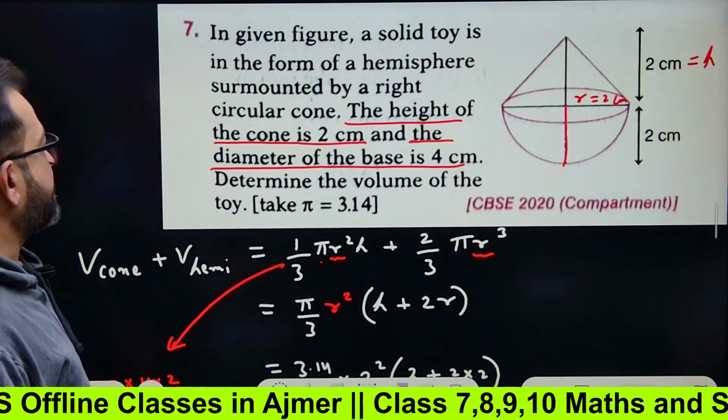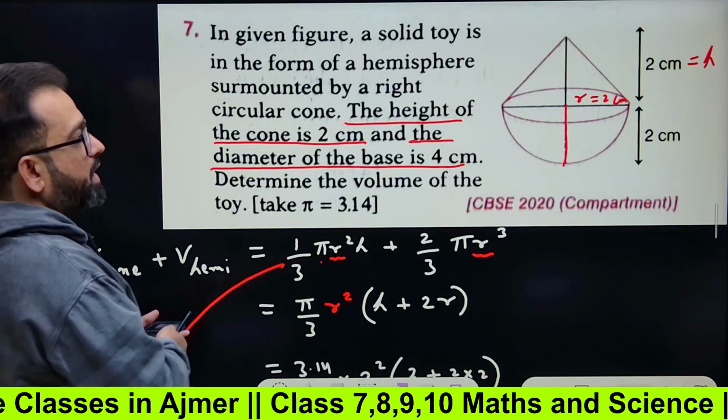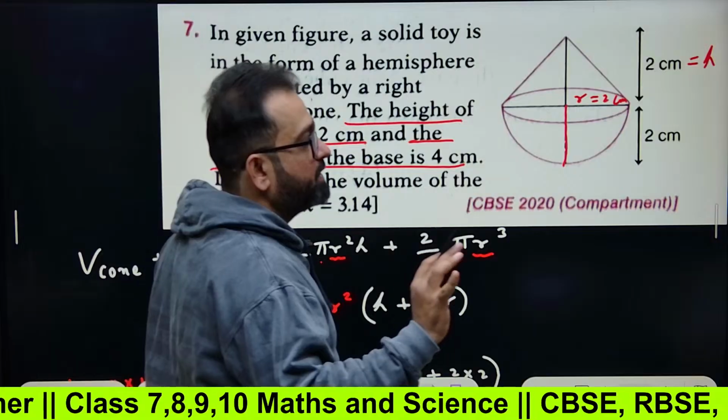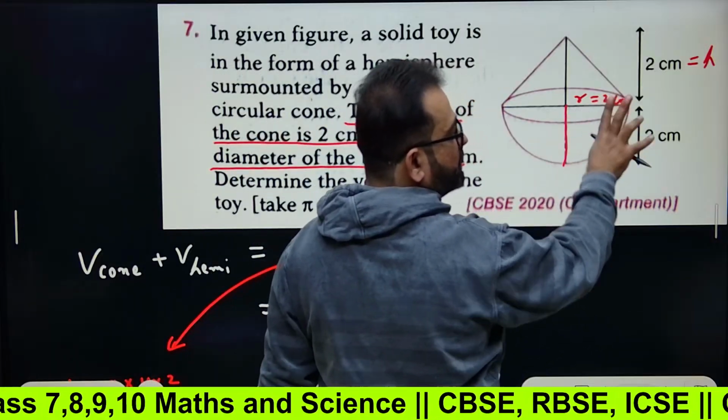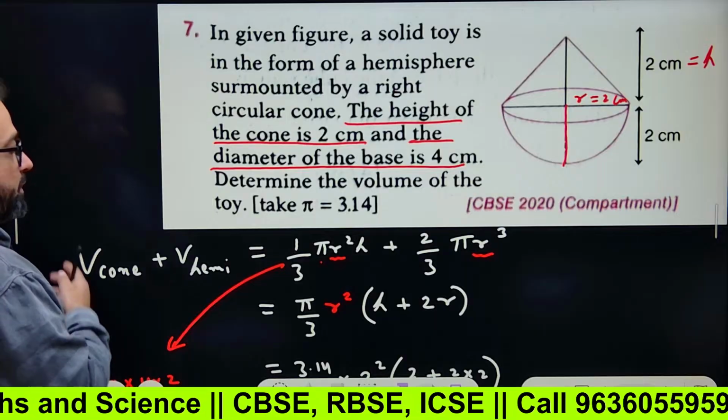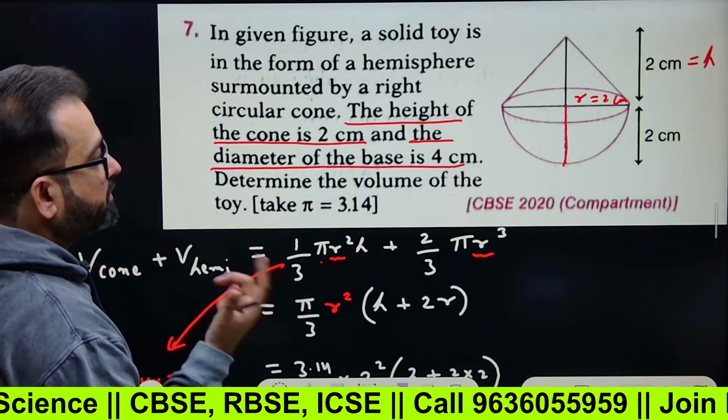Now, what they are saying: the height of the cone is 2 centimeter, and the diameter of the base is 4 centimeter. If diameter is 4, that means radius is what? 2 centimeter. Determine the volume of the toy.